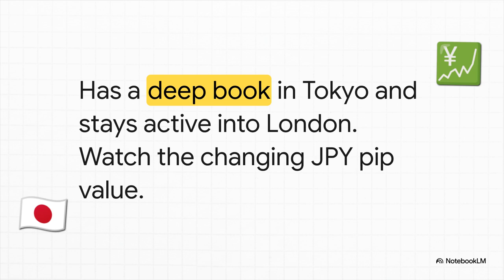Next on the list, we've got the dollar/yen. This pair has a really deep order book, which is awesome for liquidity, especially during the Tokyo and London sessions. It tends to trend very cleanly. Just a quick heads up though, remember that the pip value on JPY pairs is a little different, so just keep that in mind when you're calculating your risk.